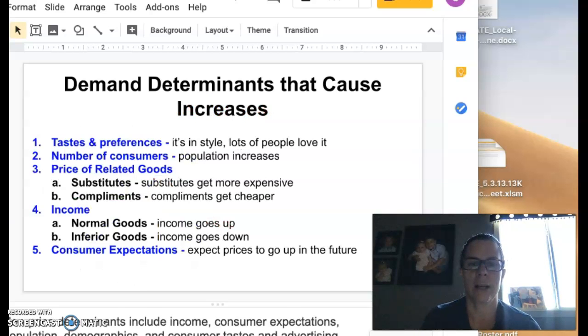So here are some things that might cause an increase in demand. It's in style. Lots of people have it. Maybe we see celebrities out wearing it, or we've seen something on TV. This will cause an increase in demand. Our population increases, increase in demand. With the price of related goods, demand will increase when substitutes get more expensive and complements get cheaper. With my income, demand increases when my income goes up for normal goods and goes down for inferior goods. And then demand increases if I expect prices will go up in the future, I might increase my demand right now.